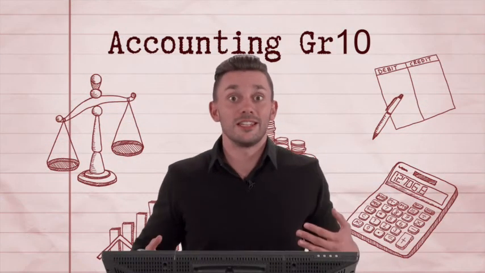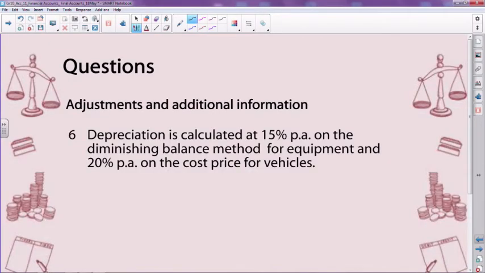Okay guys, let's look at the next adjustment. Depreciation, I'm quickly going to do it for you. Let's look at it. Follow with me. Depreciation is calculated at 15% per annum on the diminishing balance method for equipment, and then 20% per annum on the cost price for vehicles.